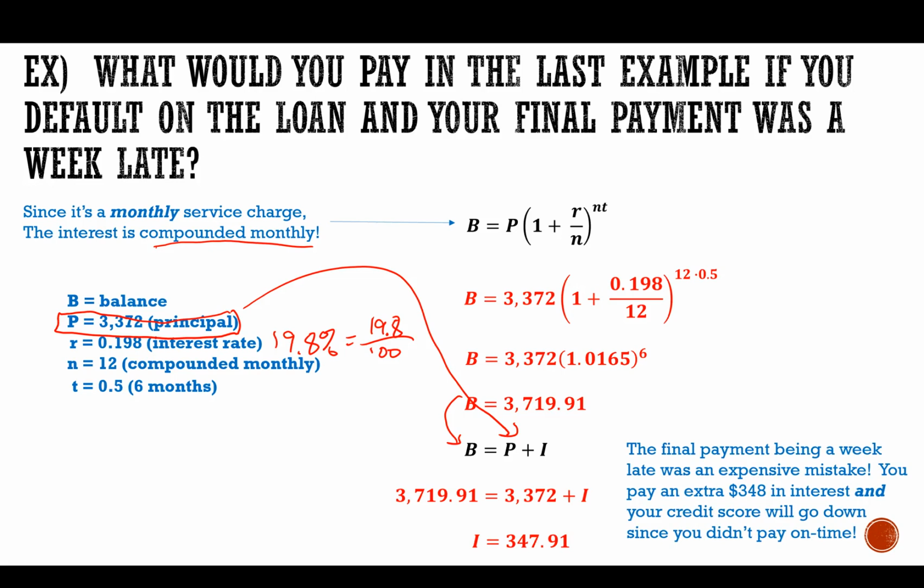That if you had just paid it off on time, instead of being a week late, you wouldn't have had to pay that $348. You'd have an extra $348 in your pocket. And because you were late on a payment, now all of a sudden your credit score is going to go down, right? And now when your credit score goes down, the next time you want a loan, they'll either charge you a higher interest rate or they'll say, no thanks, you're a credit risk.